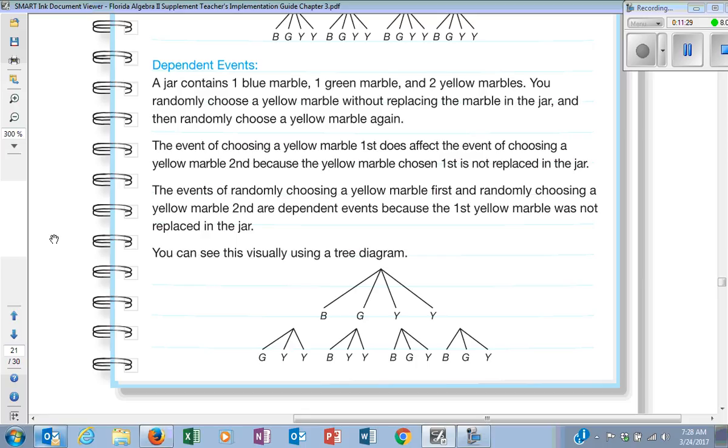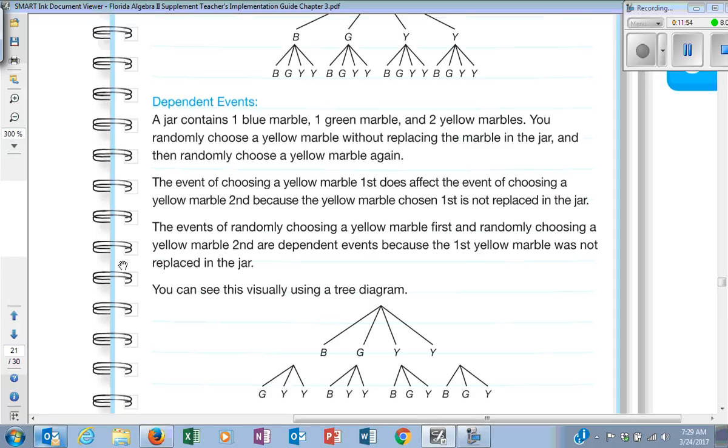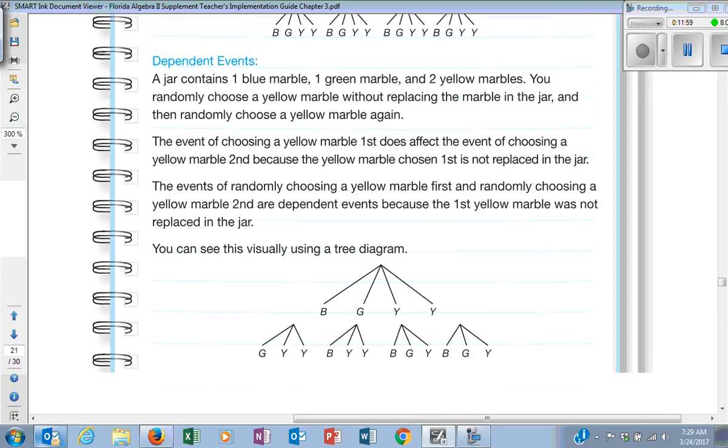They're giving you the event. The event in this case that we're reading right here is what? Choosing a yellow marble and then choosing another yellow marble. Remember, an event doesn't just have to be one thing. It can be a set of a couple of them happening at the same time. Does that make sense? Okay? So, does everybody understand this independent versus dependent events thing? Yes?